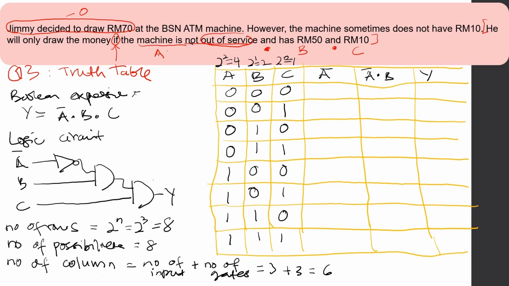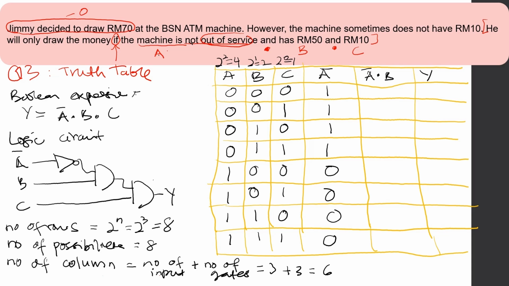Okay, once all the input columns are filled with the digits, start with the output. A naught output. So A naught is the reverse of A. Reverse of 0 is 1, 0 is 1, reverse 0 is 1. Reverse 1 is 0, reverse 1 is 0, reverse 1 is 0. Now A naught dot B. So we have A naught and with B. A multiplied with B.